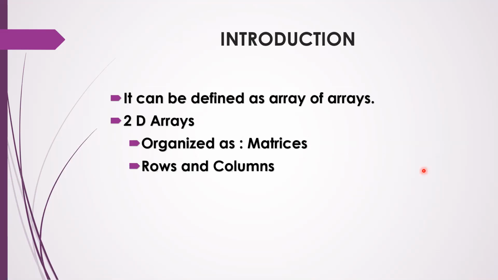So a two-dimensional array is defined as an array of arrays. So 2D arrays are organized as matrices, and they are organized as rows and columns. In a one-dimensional array, we had only one subscript like i, but in a two-dimensional array, we'll have i and j in a matrix format.